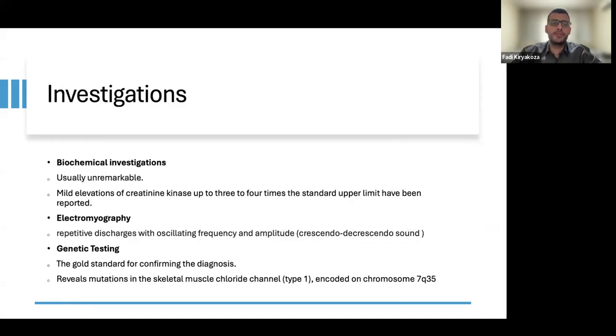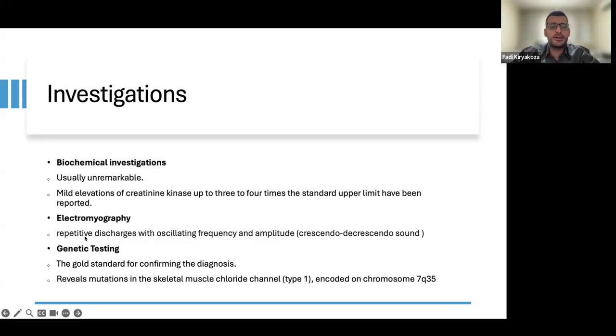So, investigations. The diagnosis is mainly clinical, but there are some important investigations to be done. Biochemical investigations are usually unremarkable, but a mild elevation of creatine kinase up to 3 or 4 times the standard upper limit has been reported. In other muscle dystrophies, for example Becker disease, the creatine kinase and aldolase will be much more highly elevated.